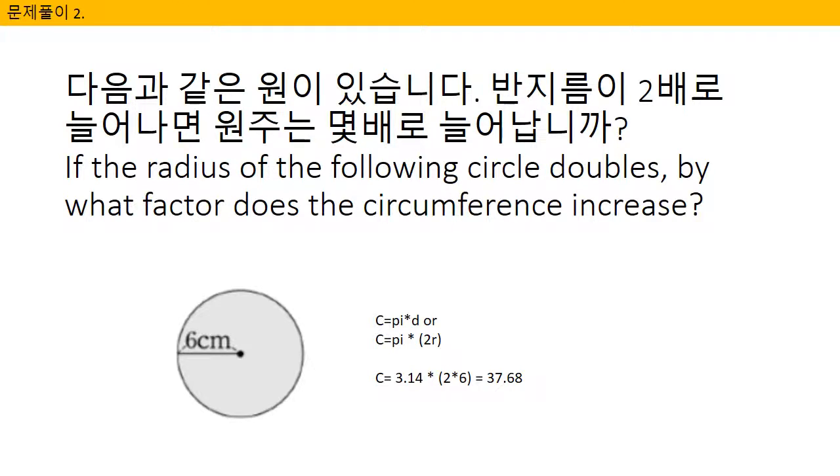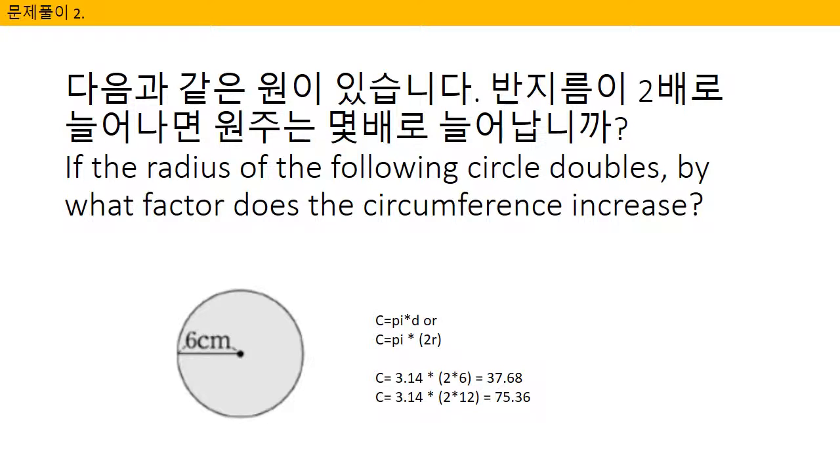37.68 centimeters. Now we're going to double the radius. So when we double the radius, we get r equals 12 centimeters, and we plug that into the formula. We get C equals 3.14 times 2 times 12 equals 75.36 centimeters. 75.36 centimeters is 37.68 centimeters times 2.